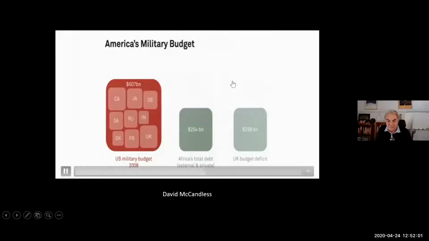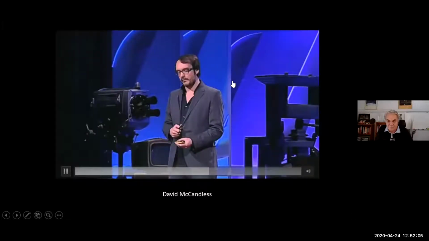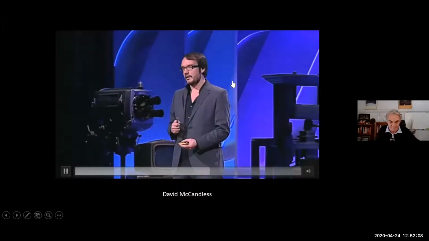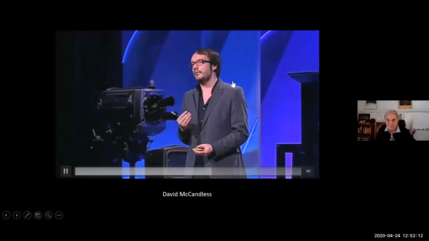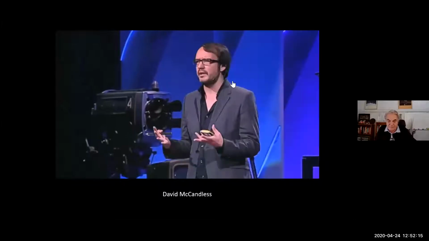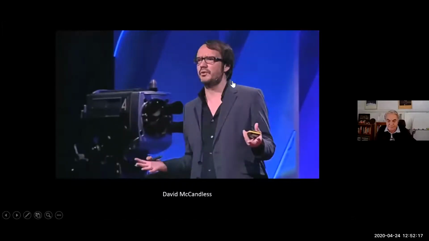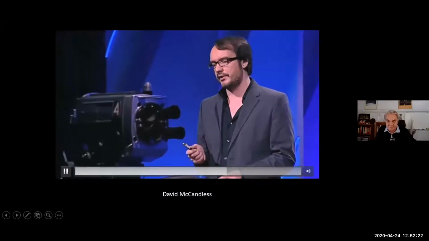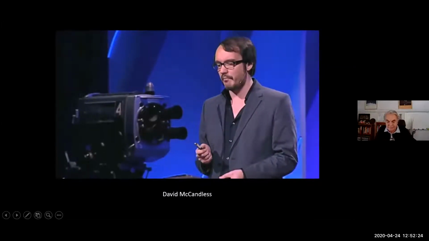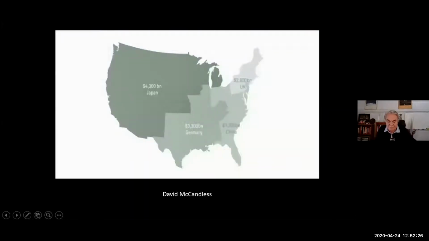Now, you can see Africa's total debt there and the UK budget deficit for reference. So that might well chime with your view that America is a sort of warmongering military machine out to overpower the world with its huge industrial military complex. But is it true that America has the biggest military budget? Because America is an incredibly rich country. In fact, it's so massively rich that it can contain the 4 other top industrialized nations' economies inside itself. So its military budget is bound to be enormous.